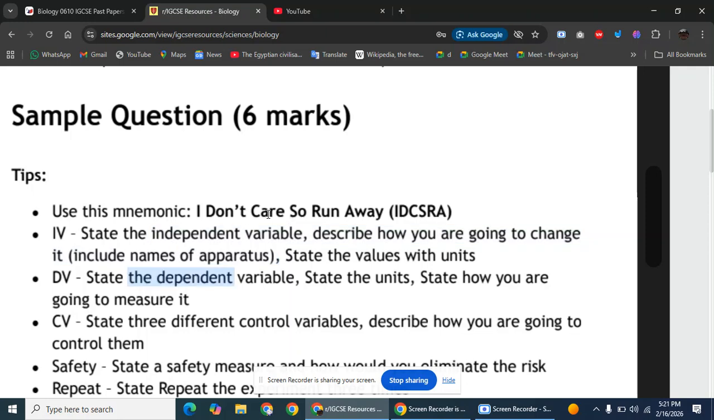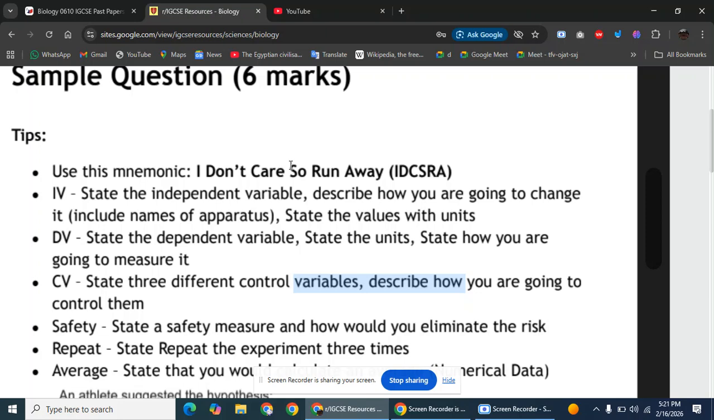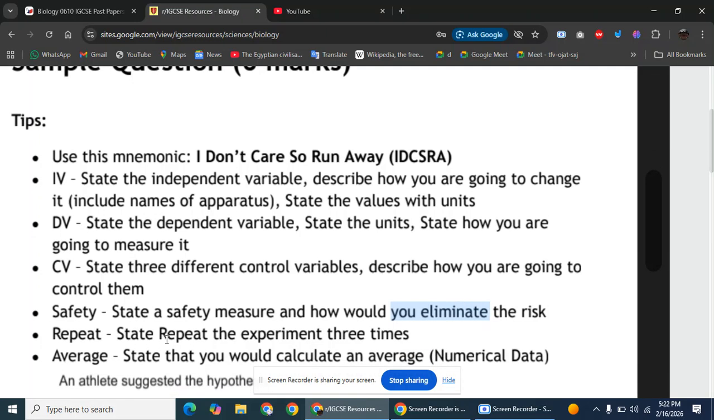Then we have care, which is to state three different control variables and describe how you are going to control them. First how you're going to change them, then measure them, and then control them. Then so run away: safety. State a safety measure and how you would eliminate the risk. Repeat the experiment 3 times. Average: state that you would calculate an average if it's numeric data.